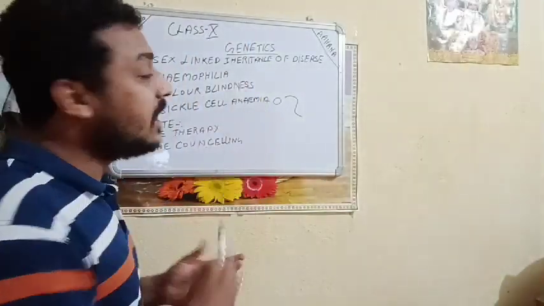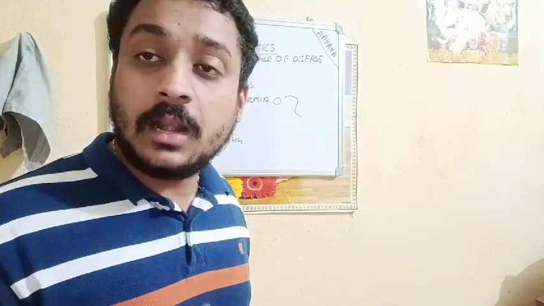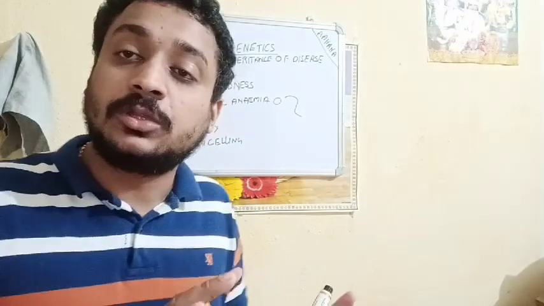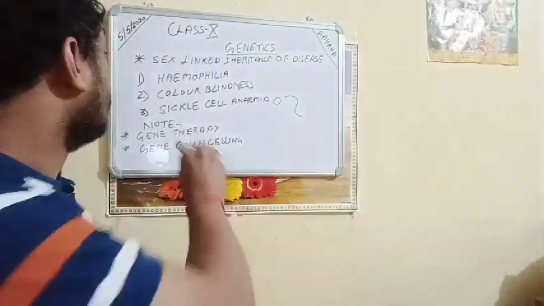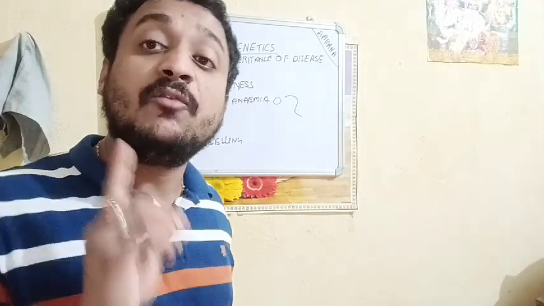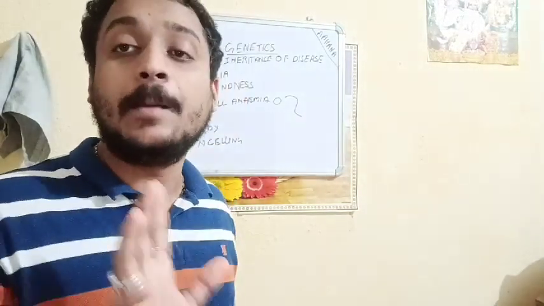So, hemophilia is rare in human females but common in human males. Color blindness is 50-50% for both: 50% for human males and 50% for human females. Sickle cell anemia is common in human females, rare in human males.